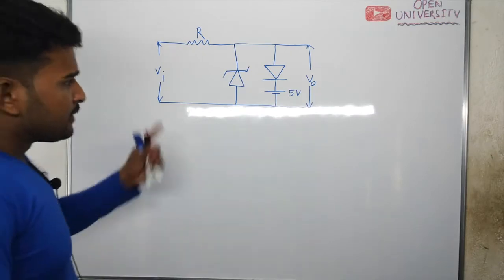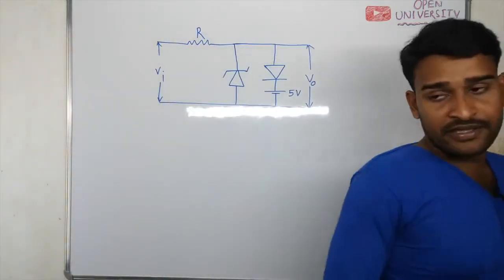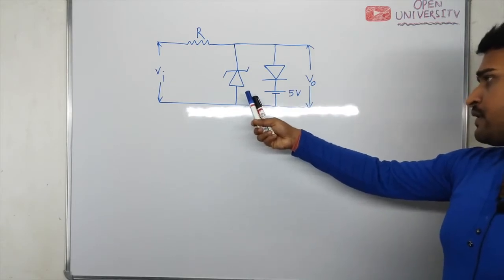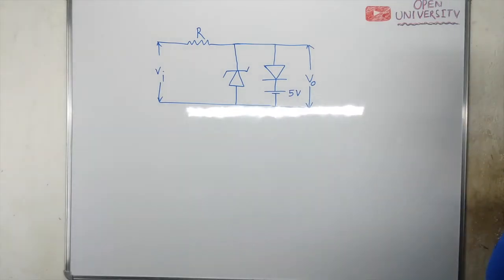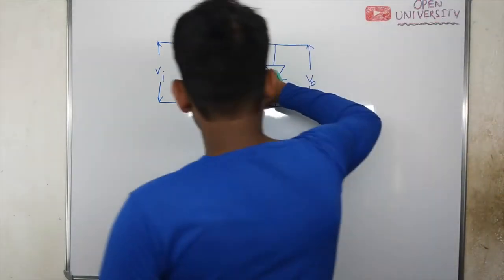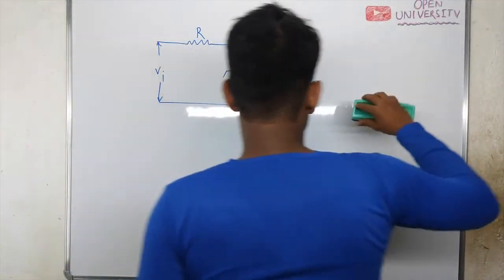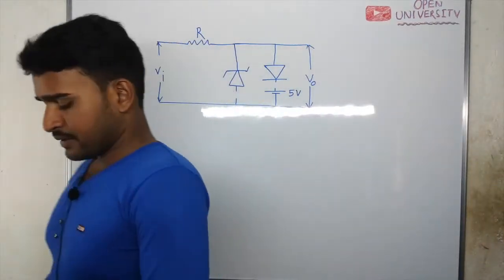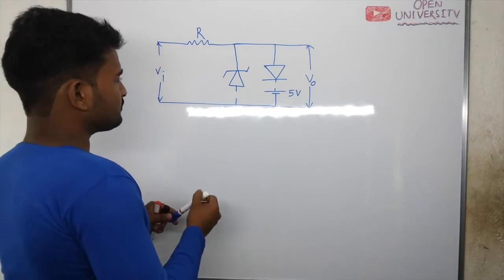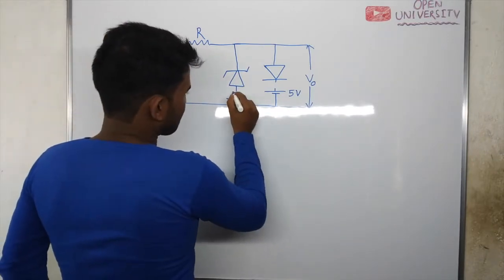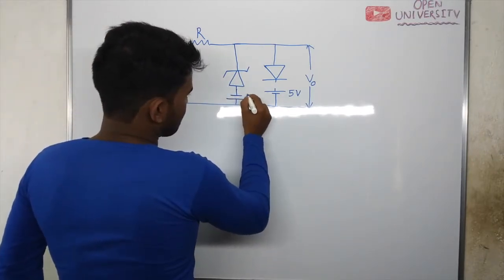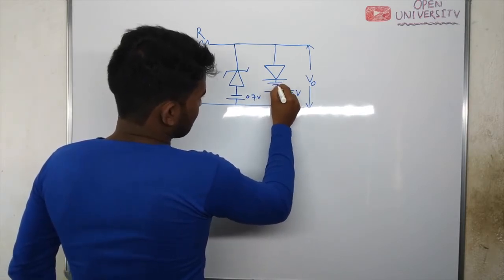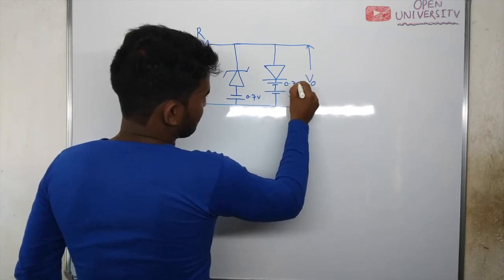First replace these non-ideal diodes with a series combination of an ideal diode and a battery of 0.7 volt, because diodes have a cut-in voltage of 0.7 volt. Replace these diodes with the series combination of ideal diodes and a 0.7 volt battery. Then it will be like this. This is 0.7 volt and here it is 0.7 volt.